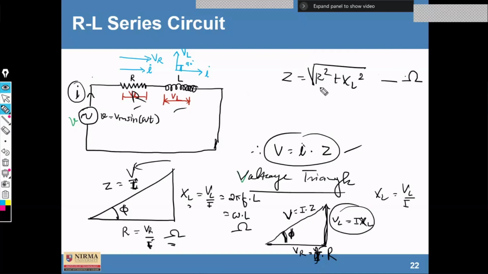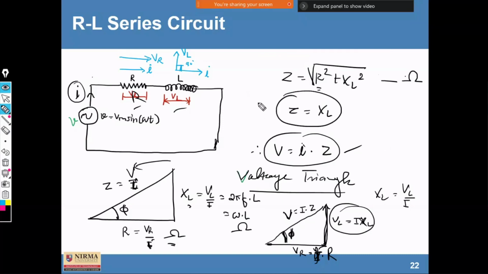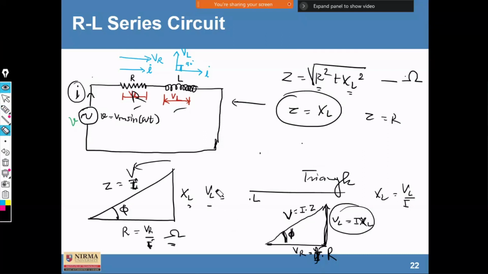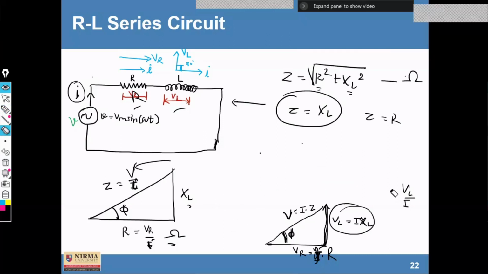Now consider, if the value of resistance is 0 in this case, then Z is equal to XL. Right? Z is equal to XL. We can say the circuit is purely inductive circuit. Suppose if the value of XL is 0 here, it means the value of Z is equal to R. Right? So we can say the circuit is purely resistive circuit. Similarly here, we can have different relationships of power factor also. So here we can write the equations of power factors.